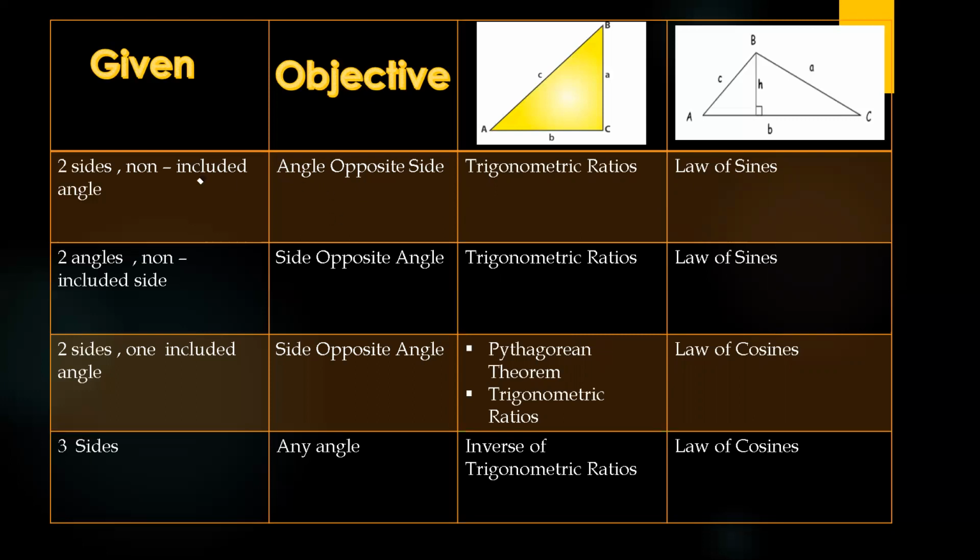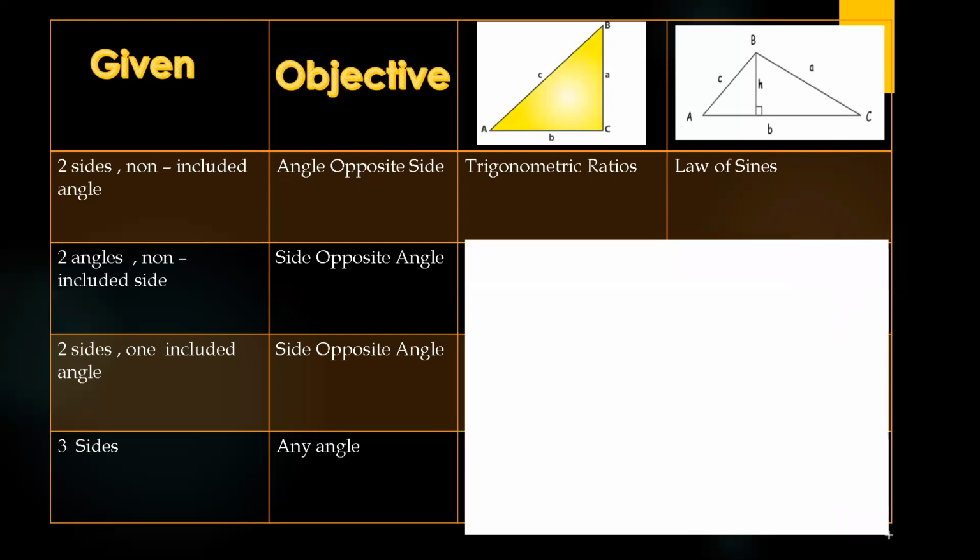So in order now to solve the right triangle, and you have two sides and a non-included angle, you use trigonometric ratios. But if this triangle is a non-right triangle, what you have to do, how can you find it? By using the law of sines. So be careful. Two sides, non-included angle. If you are in a right triangle, you have to use the trigonometric ratios. And if you have a non-right triangle, you have to use the law of sines.